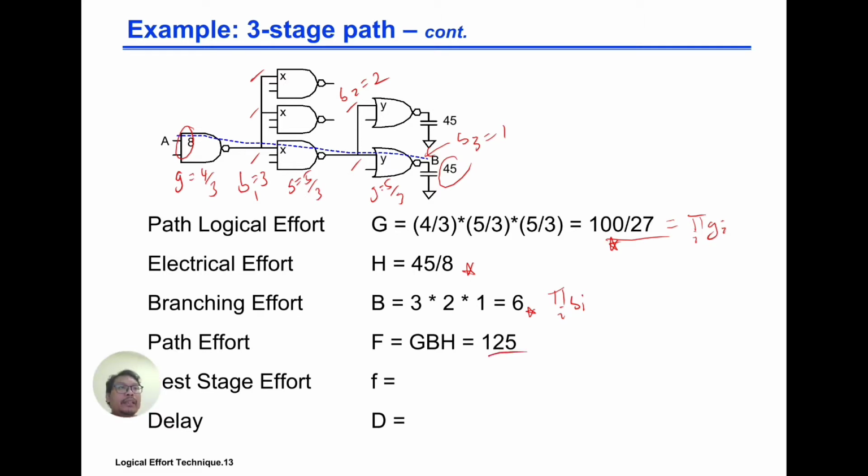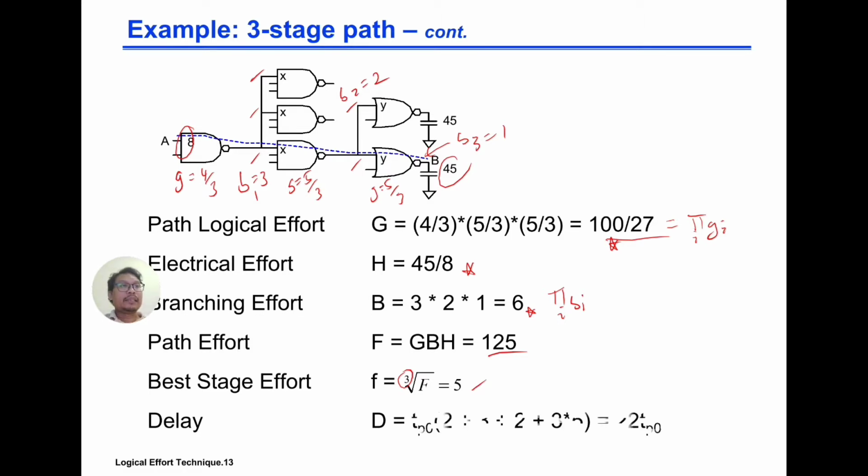GBH equals 125, and then to get the small f, the best stage effort, we see how many gates, or how many stages, we have in the path. We have 3 gates, so we find the third root. The third root of F is equal to 5, and therefore our delay is simply 22 tau P0.